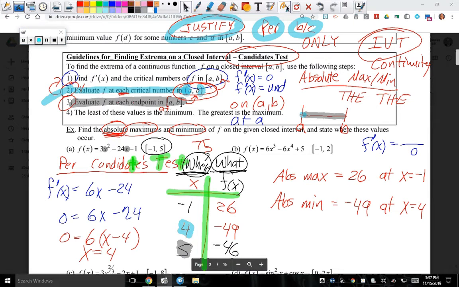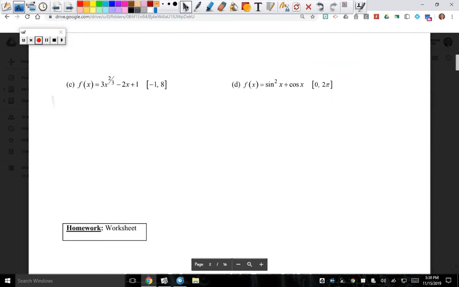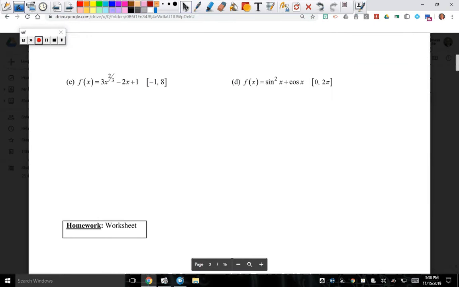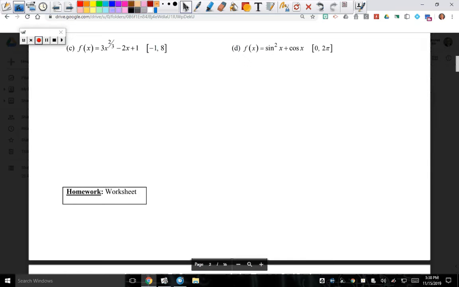So our next example for absolute extrema, because we still have this, and then we're going to look at Rolle's theorem and the mean value theorem. Here we go. For practice, I'm going to run through this a little bit, pick up the pace. I'm going to use the candidates test. We're going to find the critical points.